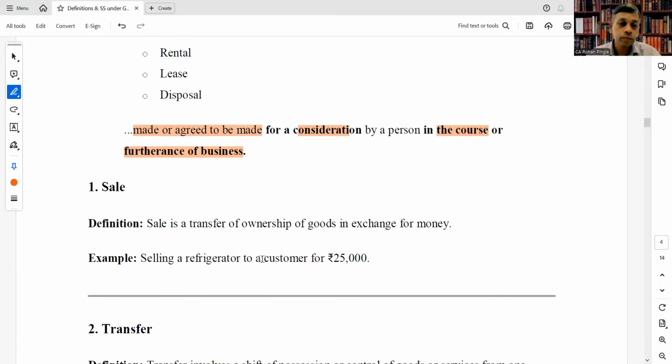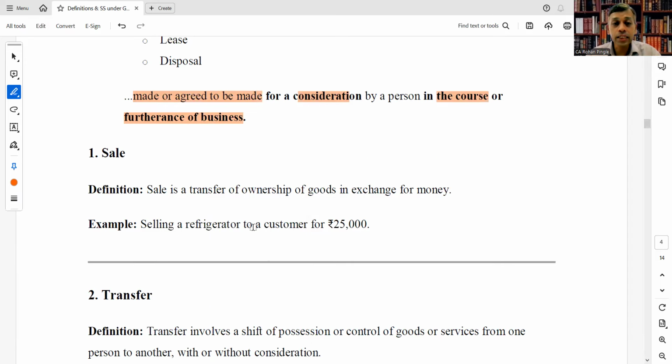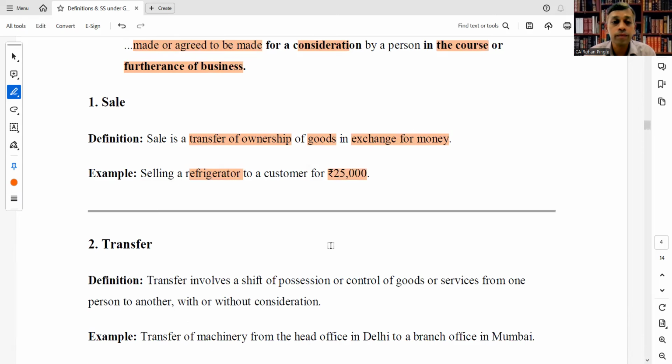First, sale. What is the definition? Sale is a transfer of ownership of goods in exchange for money. Of goods; service is not here, it is completely different. So sale is a transfer of ownership of goods in exchange for money. Money is also involved. For example, selling a refrigerator, which is goods, to a customer for 25,000 in exchange for money. So it is a sale.